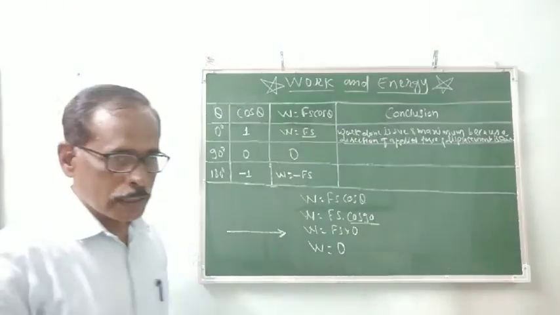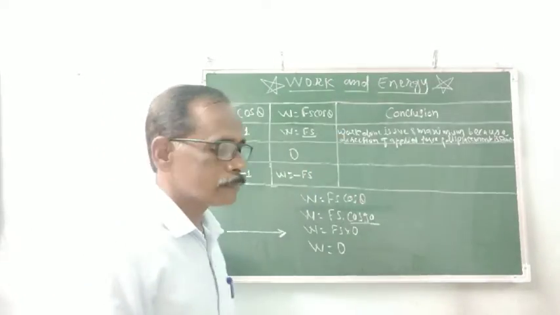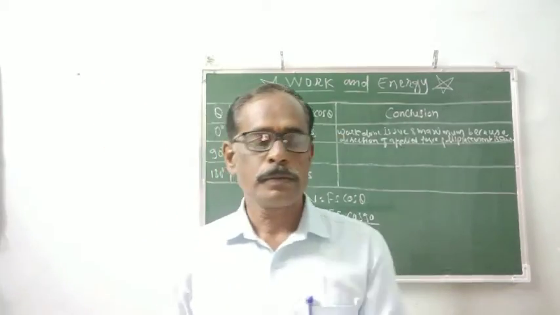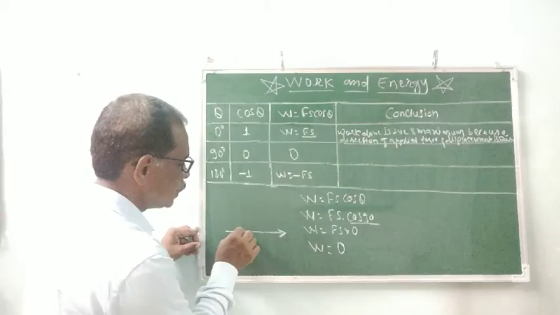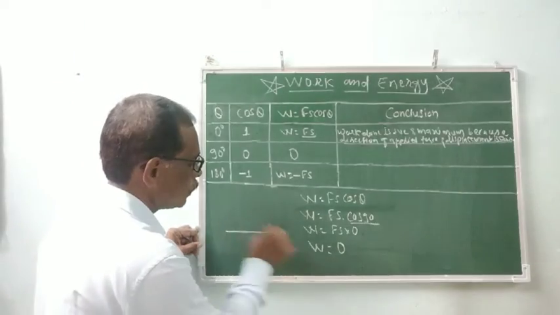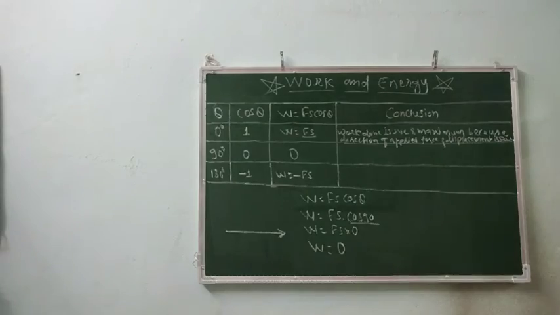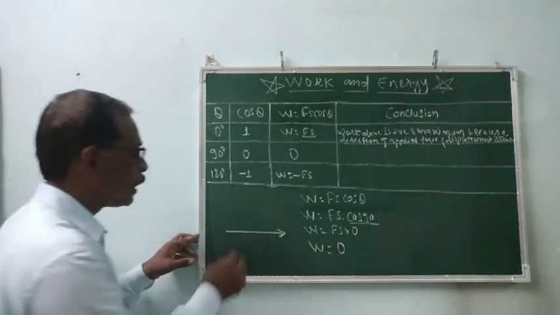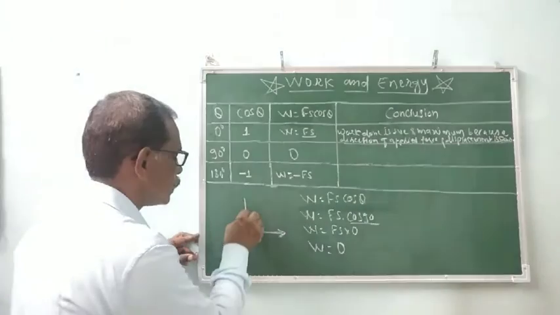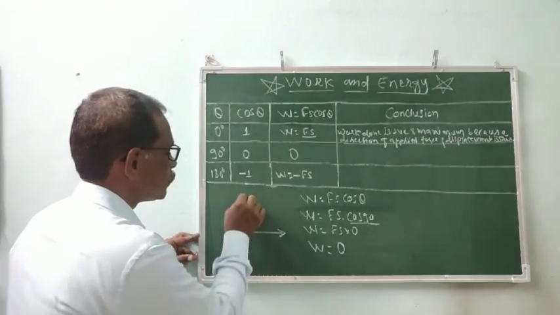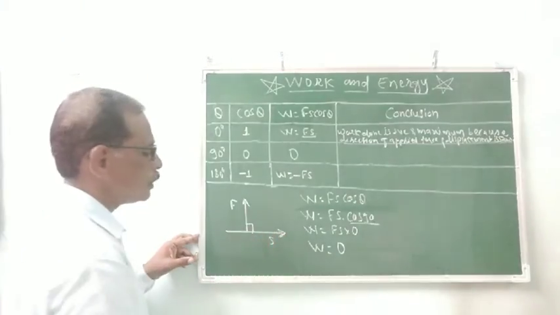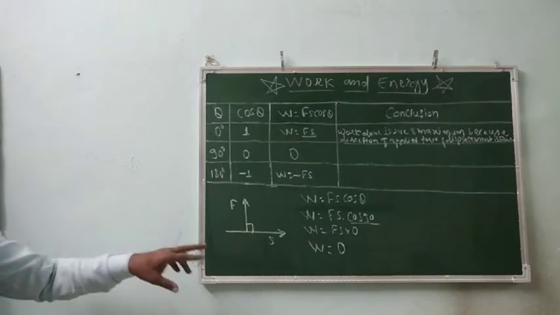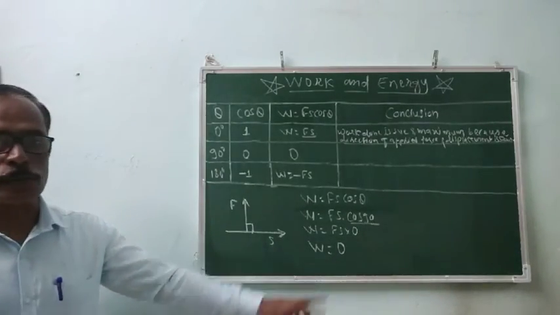Now, what is the conclusion about it? Suppose this is the direction of the displacement of an object and this is the direction of the applied force, and they have a 90 degree angle between them. In this condition, work done is 0.